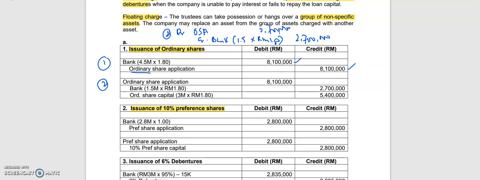Okay, then step 3. What is step 3? Allot the share. Right? How to allot the share? Debit, ordinary share application. Credit, ordinary share capital. By how much? So this one you replace with 5,400,000 as step number 3. Is that clear, class?